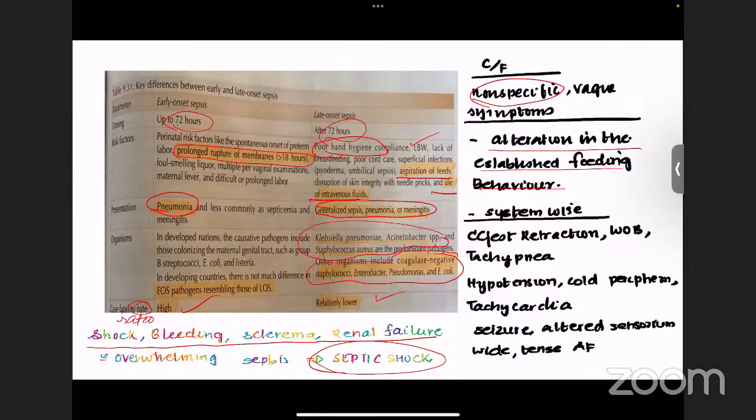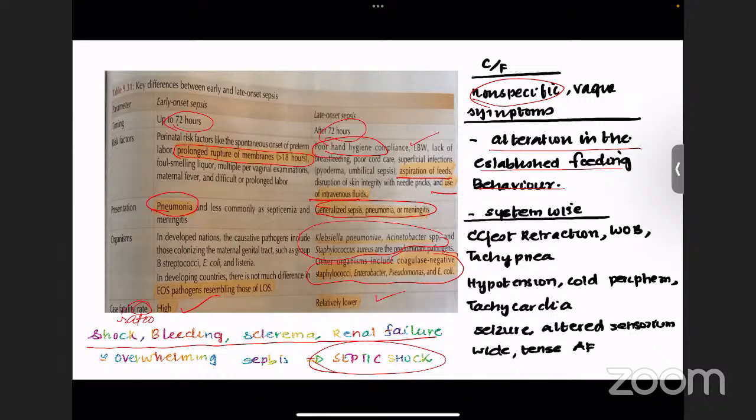Initially he was feeding very well with spoon feeding, taking about 20-25 ml at a time. But right now, even feeding 10 ml has become very problematic for him. He's not even breastfeeding properly, which he initially did very well. Now his sucking reflex is gone. Sucking is very poor. So there is an alteration in the established feeding behavior. This is the earliest symptom seen in the case of neonatal sepsis.